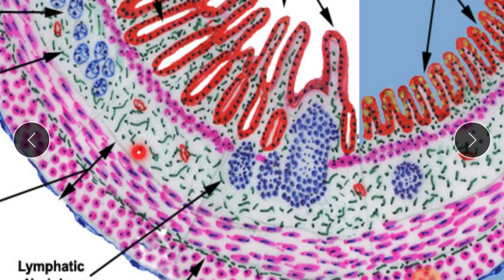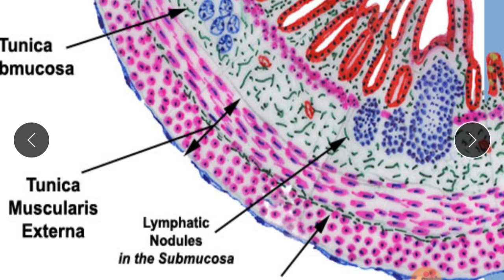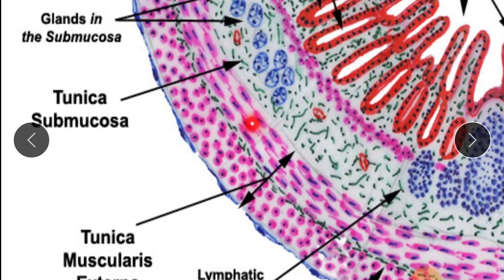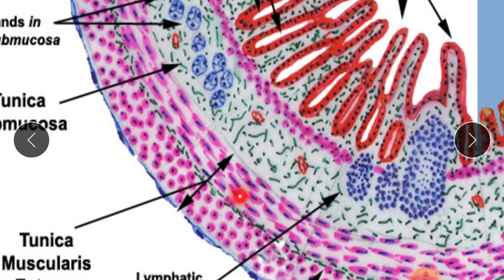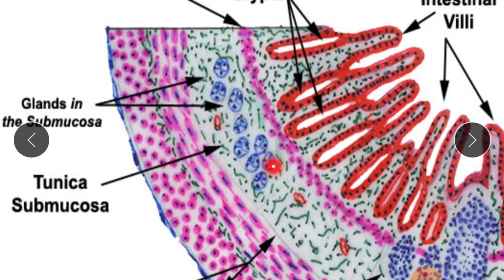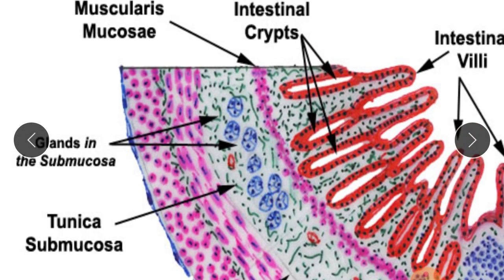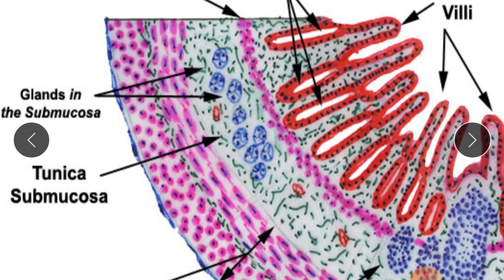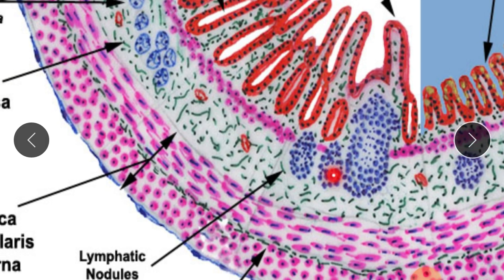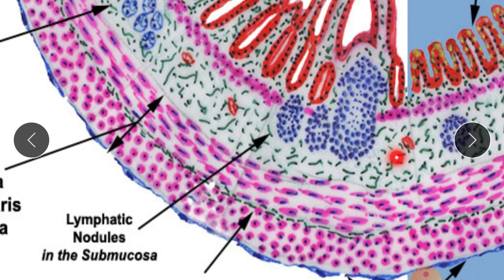Here you can see this colored photograph. Serosa layer, muscularis externa. These are longitudinal muscles and these are circular muscles. And this is submucosa. So glands in this submucosa, these are the glands. Blood vessels are there. Lymphatic vessels are there.